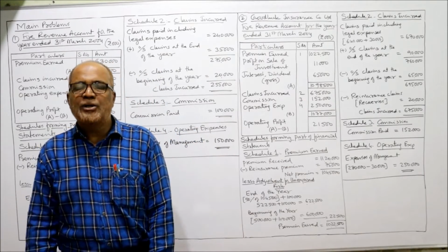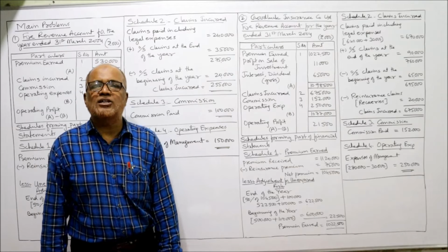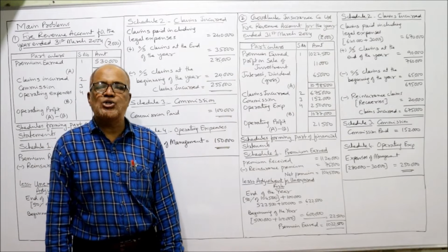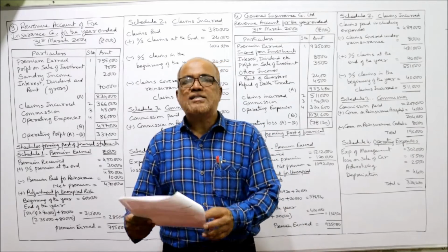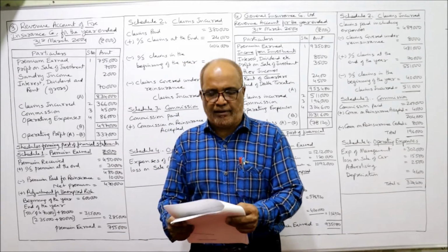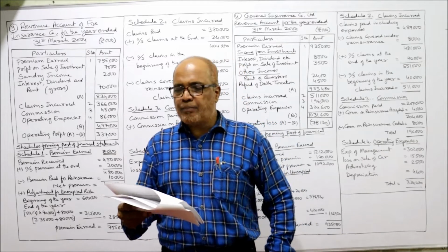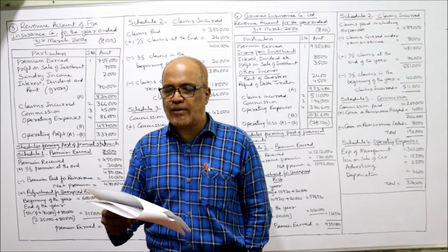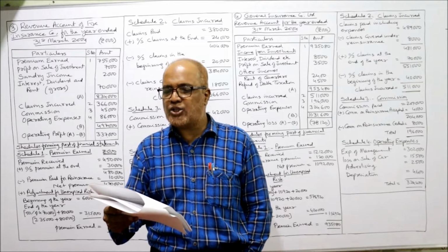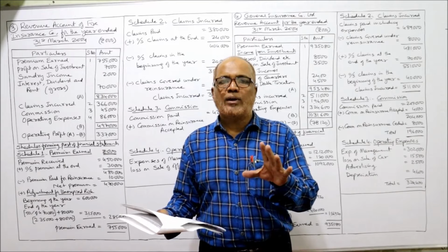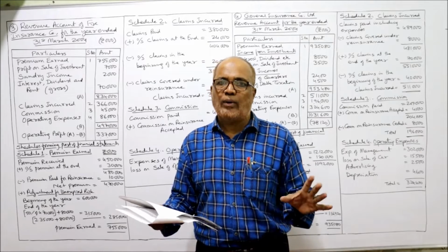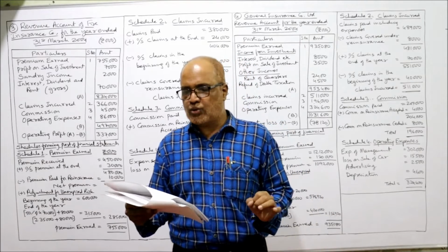That's it. So two main problems we have completed on general insurance. Come on, now we'll start the next problem. Problem number 3. From the following information, prepare a revenue account of a fire insurance company for the year ended 31st March 2004. So we are required to prepare the fire revenue account for the year ended 31st March 2004.